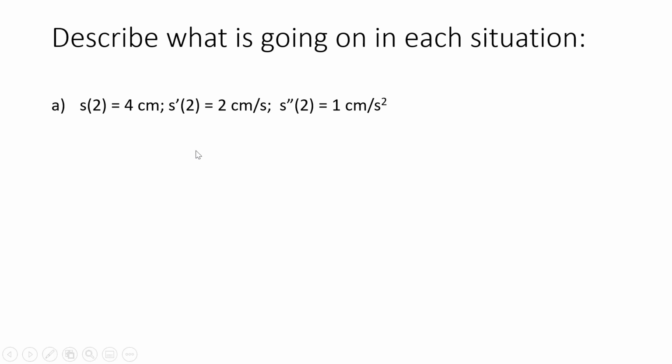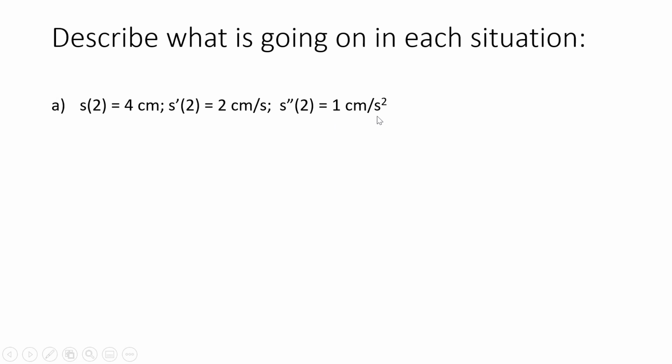At 2 seconds, the following things were happening. You took your 2 seconds, put it into your position function, and it said you were at 4 centimeters. Put that 2 seconds into your velocity function. It says you are going at 2 centimeters per second. Put that 2 seconds into the acceleration, that's your second derivative function, and it says that your acceleration at that point was 1 centimeter per second per second.